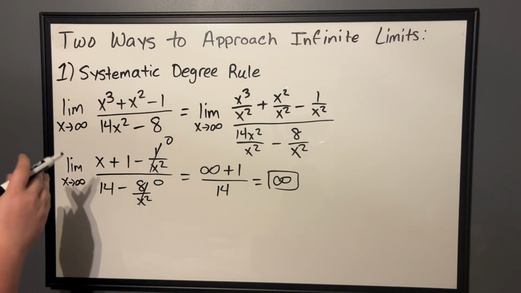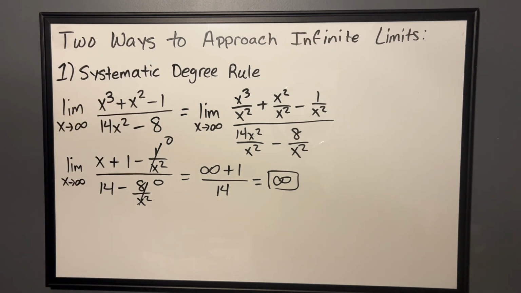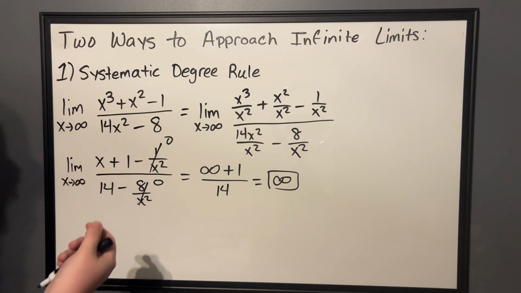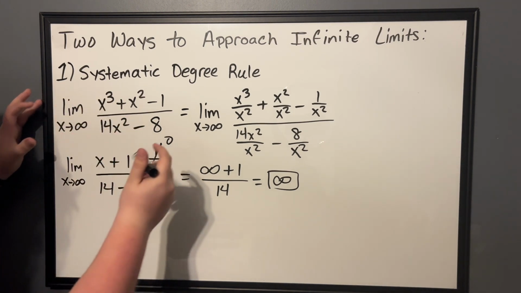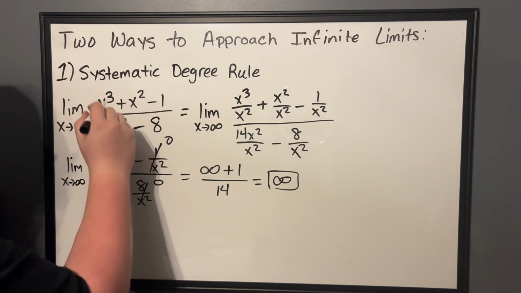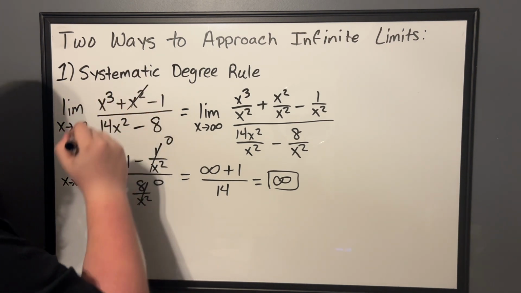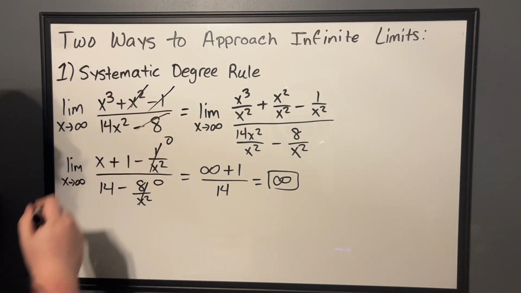So the reason we look at the highest degree is because they're the ones that change the fastest, right? We know that if we cube something, it grows faster than if we square that number, and so on and so forth. So we're just worried about the highest degree terms. So that ultimately means that in this case, the only thing that matters is this x cubed and this x squared. This x squared doesn't matter, the 1 doesn't matter, and the 8 doesn't matter.